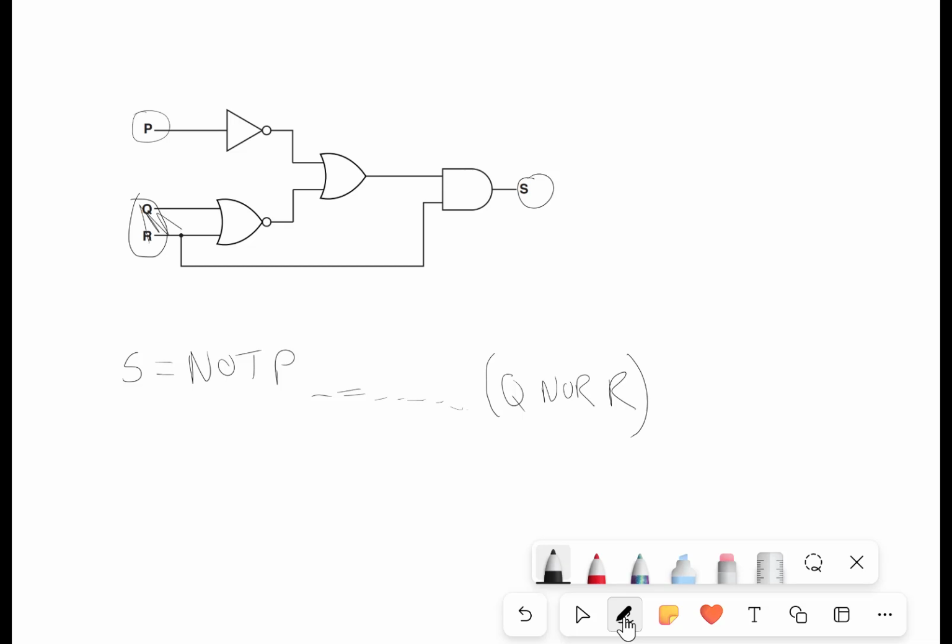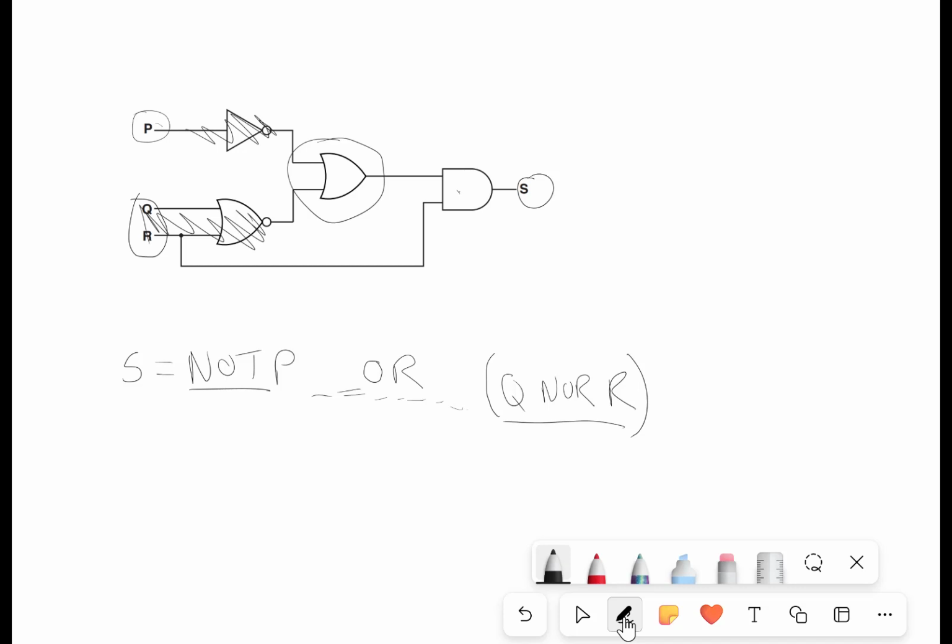So I've done this, I've done this, but to connect this NOT P to Q NOR R, it's this OR gate. So NOT P or Q NOR R. But we're still left with this one remaining gate here. And this gate is connected directly to the R.